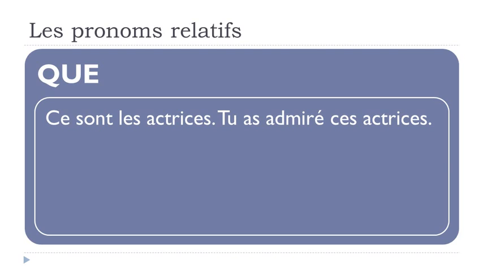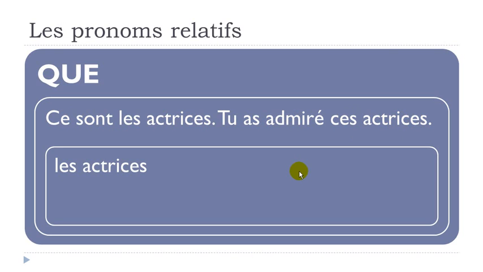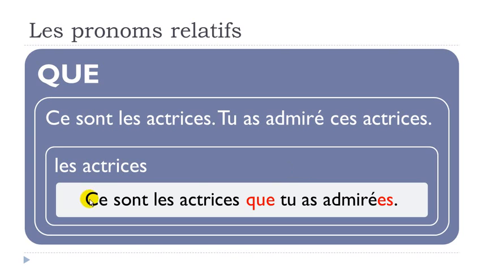If we have, like here, the feminine plural form, ce sont les actrices, tu as admiré ces actrices, okay, we don't want to repeat les actrices, then ce sont les actrices que tu as admirées. Okay, so remember here, admirées, well, first you've got this mark of the feminine, then you've got this S at the end, mark of the plural. Okay, phonetically you don't pronounce it, but still remember you've got to put it. Okay, S.